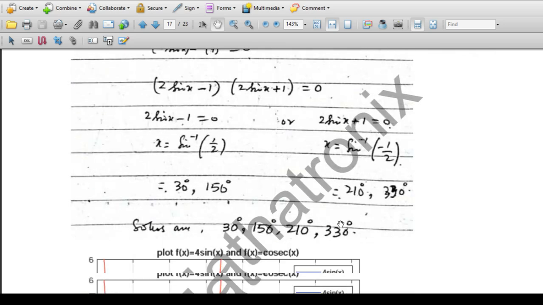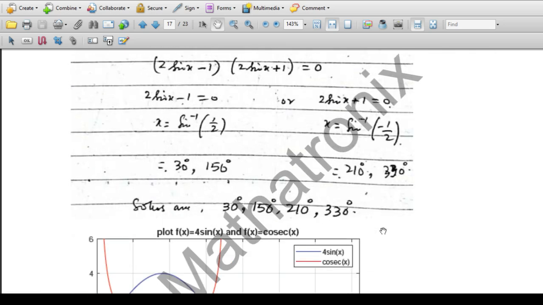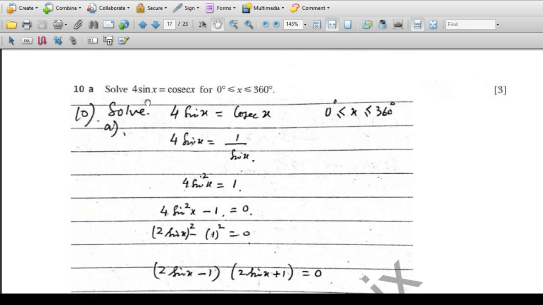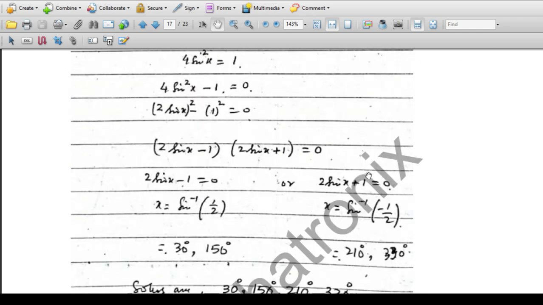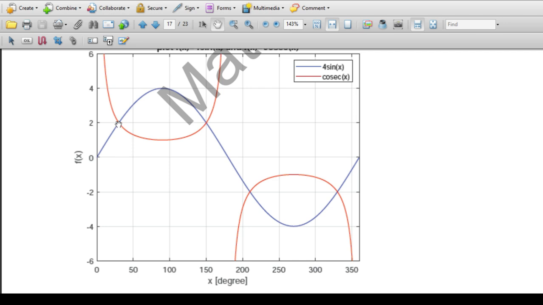So this was required, and we have just plotted it for understanding. We have two equations: we plotted 4 sin x on one side and cosec x on the other. This red graph is cosec x, and this blue is 4 sin x. That's why its magnitude is this. And we can see that it is intersecting at these points here, here, here and here.